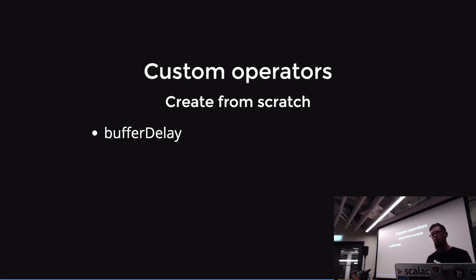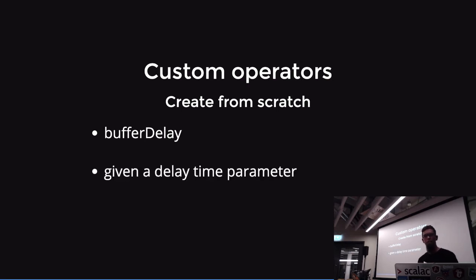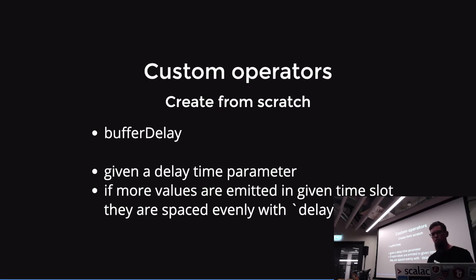So those were examples of something that already exists. We created a custom map operator, but it only makes sense to create something that doesn't exist yet in RxJS. So I came up with an operator which I called bufferDelay, which takes a time in milliseconds as a parameter. If more values are emitted in a given time slot, for example 1,000 milliseconds, we will space them evenly with the delay time.